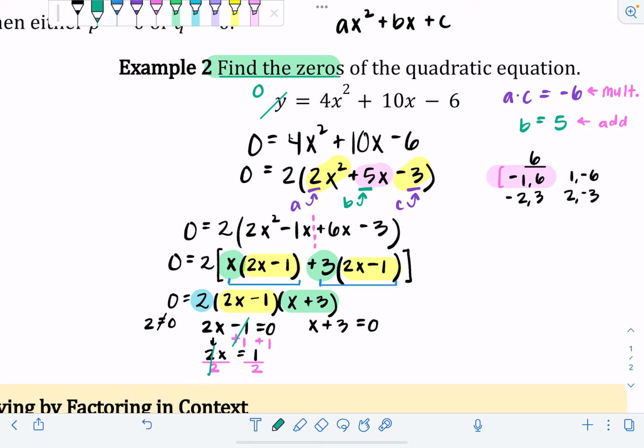2 divided by 2 cancels out, so I'm just left with x, and then equals, and then 1 divided by 2. We can't really divide 1 by 2. I mean, we can, it'll give us a decimal, but we could also just leave it as a fraction. So we could write our final answer as x equals 1/2.